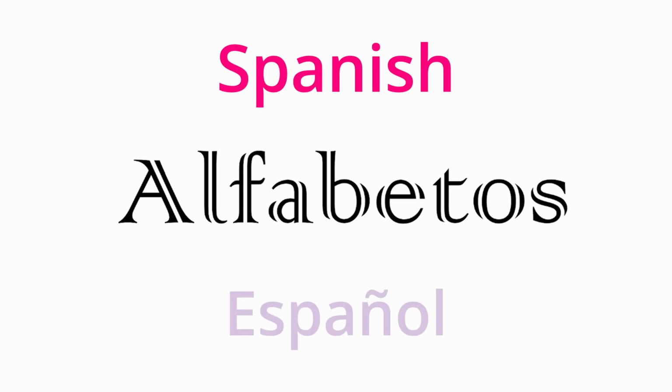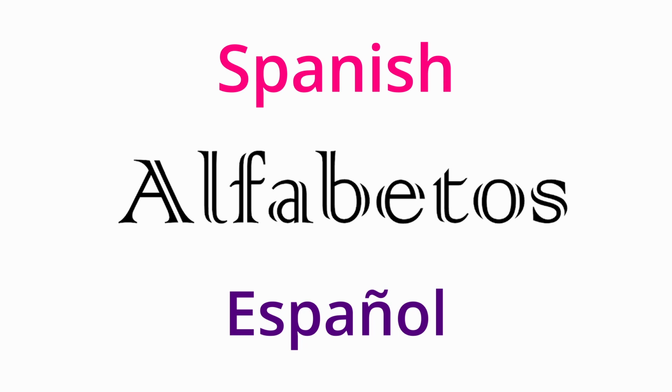So today we're going to learn about the Spanish alphabets. English and Spanish have similar alphabets, we know that. But the difference is that they are pronounced differently. Like the A in English and the A in Spanish are pronounced differently. We're going to look over that.